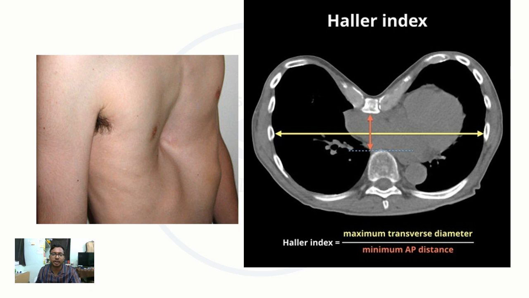All right. Then the next one is the Haller index. This is for pectus excavatum. So what is this condition? Pectus excavatum. Just remember, part of the chest is excavated, something like that. It is a radiological assessment: the maximum transverse diameter of the thoracic cavity divided by the minimum anteroposterior distance. This is called the Haller index. So based on this index, you will calculate using two parameters: maximum transverse diameter to minimum anteroposterior distance, right?